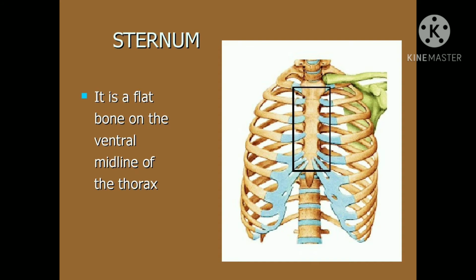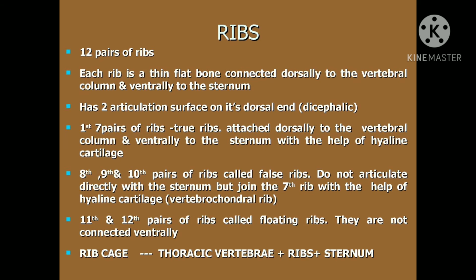So what are ribs? We generally have 12 pairs of ribs. Each rib is a flat bone connected to the vertebral column and has two articulation surfaces. The first 7 pairs of ribs are true ribs, 8, 9 and 10 are false ribs, and 11 and 12 are the floating ribs, which are not connected ventrally. The rib cage is the thoracic vertebrae plus ribs plus sternum. This is completely the rib cage.